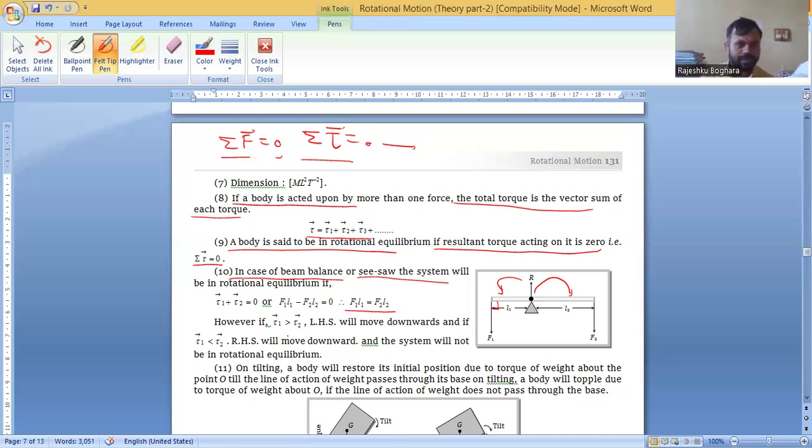However, if tau 1 is greater than tau 2, then the left hand side will move downward, and if tau 1 is less than tau 2, the right hand side will move downward, and the system will not be in rotational equilibrium. So F1 L1 is equal to F2 L2. This is the rotational equilibrium. Here we can find F1, F2 in this equation, and L2 by L1 also.